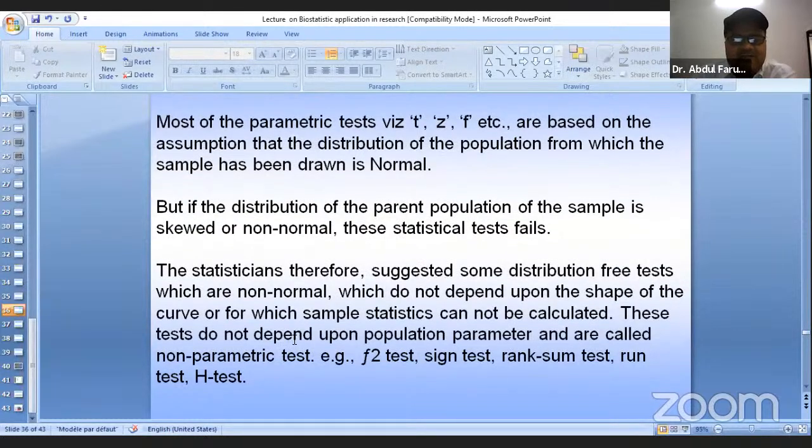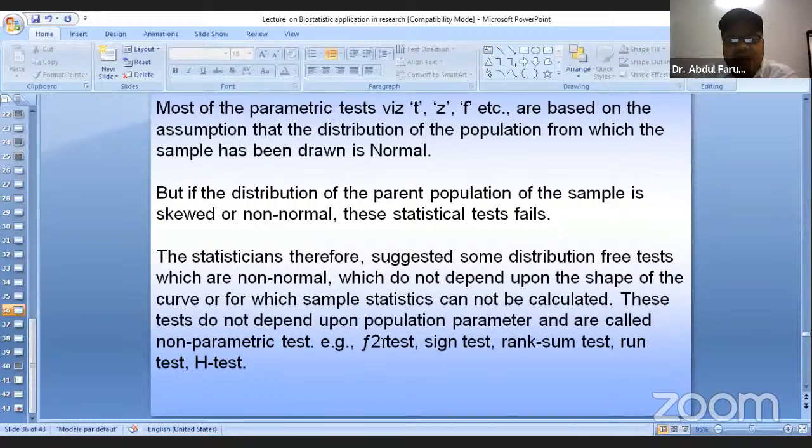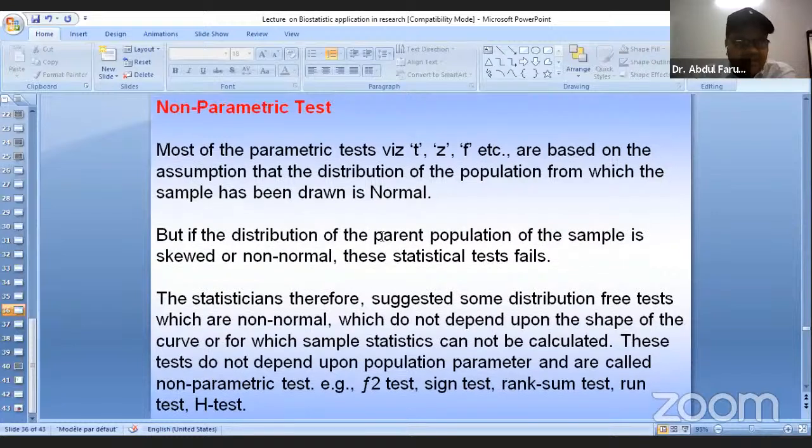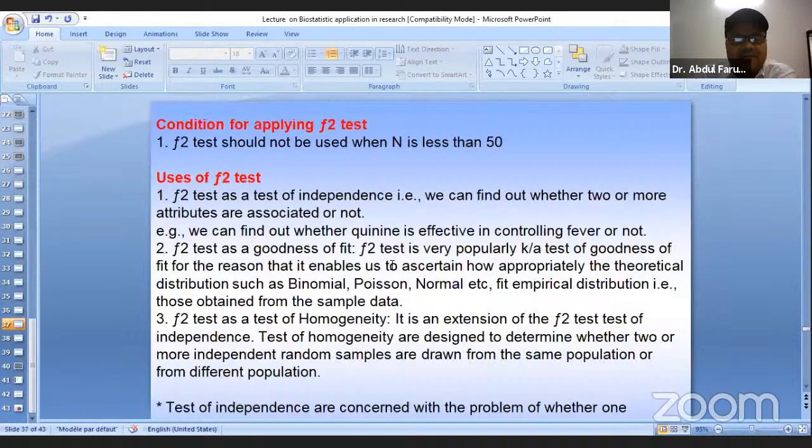These tests do not depend on the population parameter and are non-parametric, therefore chi-square test, sign test, rank sum test, rank run test, S test. These are the tests we use for stress testing, but here you only have to see that if the frequency distribution curve you drew is behaving normally, then you can apply the t-test, Z-test, F-test, but if it is not, then you will have to use a non-parametric test.